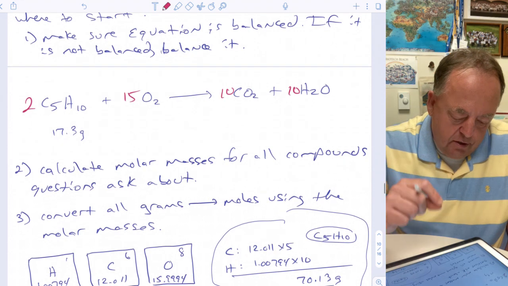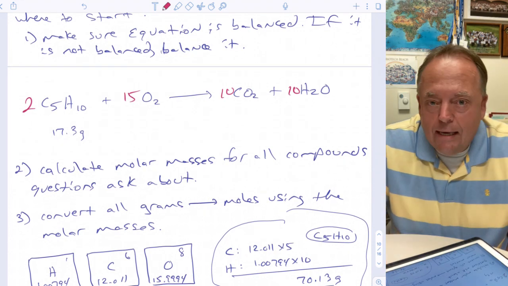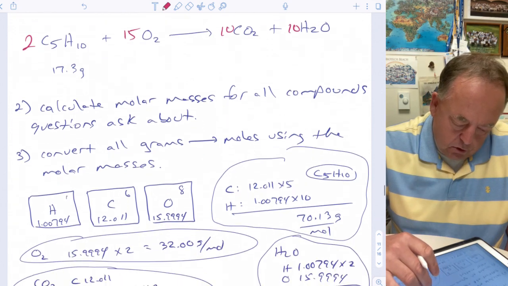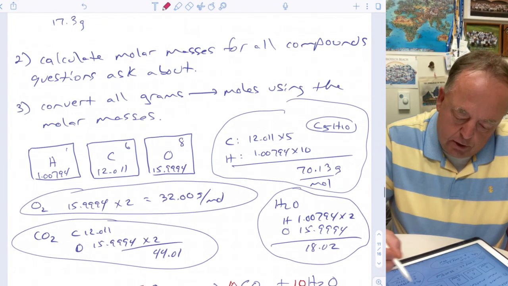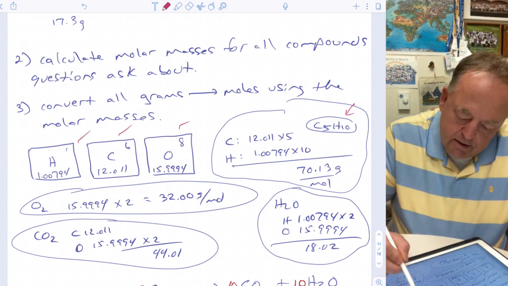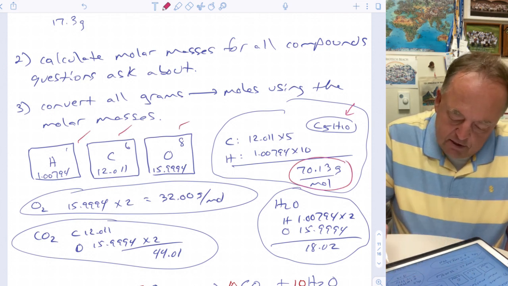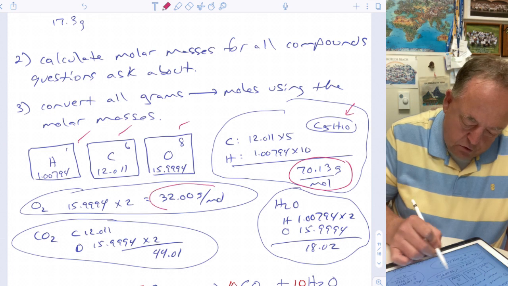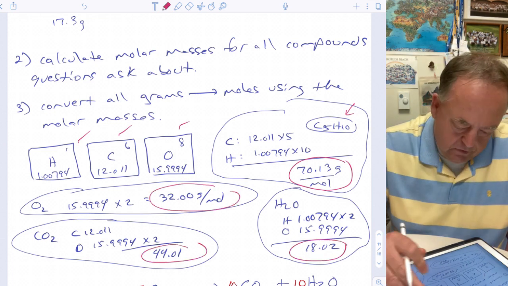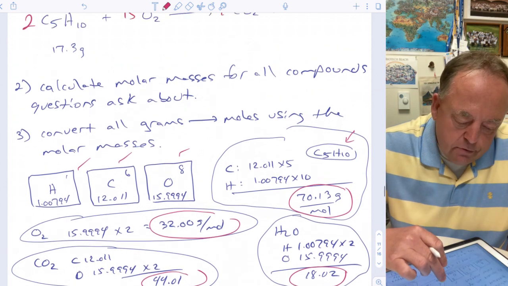Now we're going to need molar masses of everything because we're going to need to convert grams to moles. So if we calculate the molar mass of everything, I've done them for you here. We use our periodic table, right? And calculate the molar mass of C5H10, O2, CO2, and water. And then we're going to convert grams to moles.